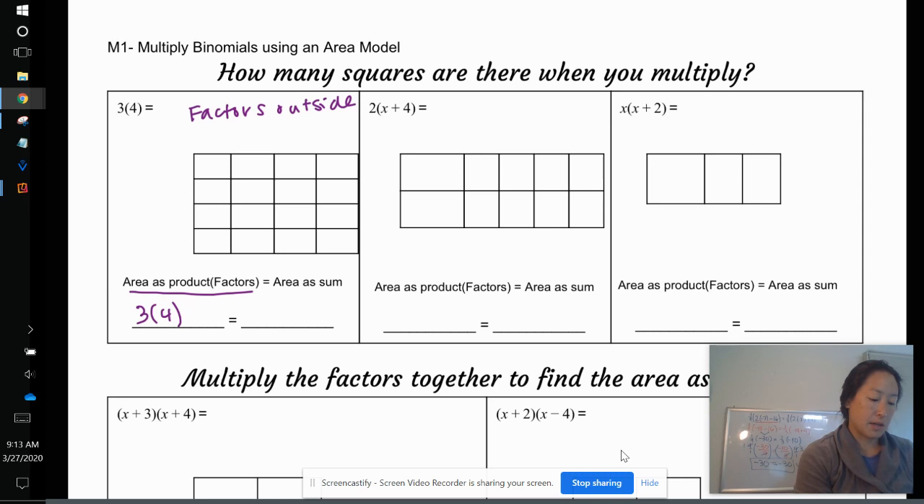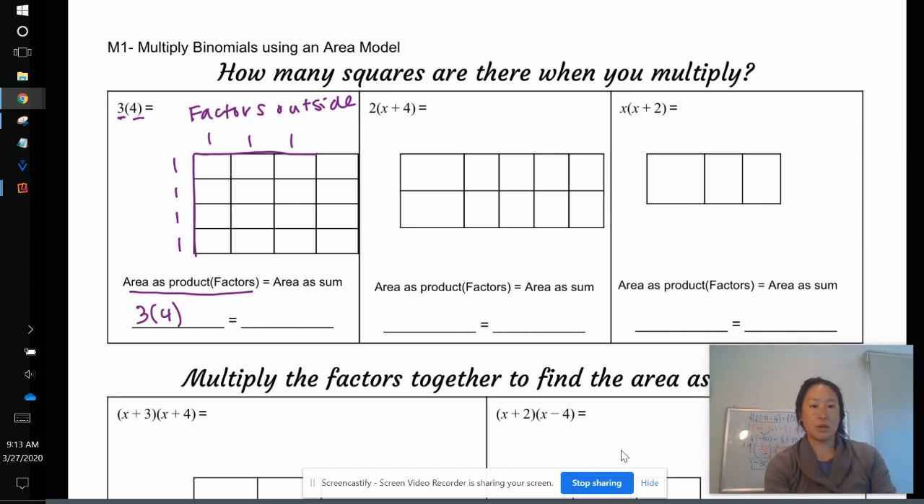Okay, so I'm going to take the 3 and I'm going to say that it's the length of the rectangle. This is 1, 1, 1, a length of 3. And then on the vertical side, the 4 is 1, 1, 1, 1. So 1 plus 1 plus 1 plus 1 gives me 4. So if I multiply 1 times 1, that's going to give me an area of 1. Again, 1 times 1 will give me an area of 1 square unit. Each one of these little rectangles is an area of 1.